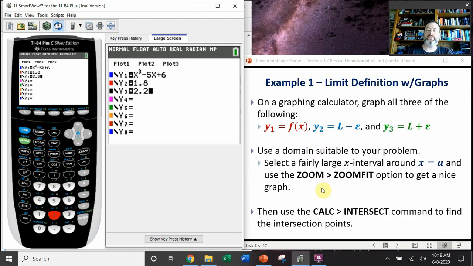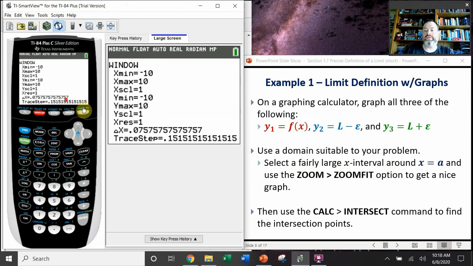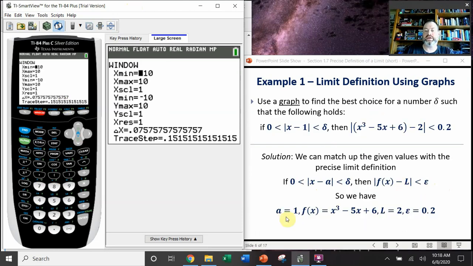And then use a domain suitable to your problem. We don't know what the x values are here, right? But we kind of have some idea, right? So what I'm going to do is select a fairly large x interval around x equals a. All right, so a in this case, for this particular problem, a is 1. So I want to pick something around 1, fairly large. So I'm going to go like -2 to 4, right? That's a fairly large interval. Because we saw the graph. We know that that's big enough, right?